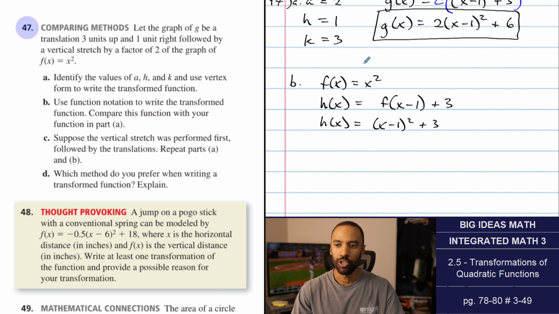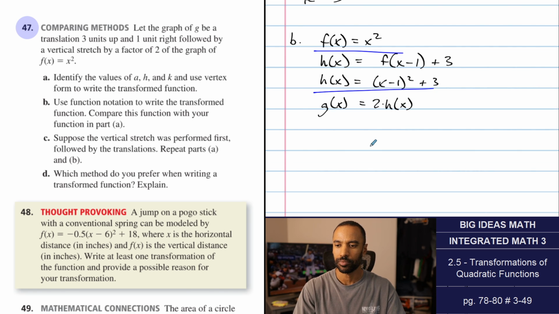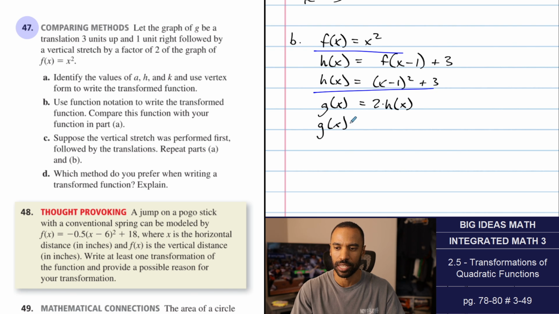And then they say followed by a vertical stretch. That's where you do them in kind of different order, or you kind of break apart the order. So now we go to g of x. G of x takes h of x and vertically stretches by a factor of 2. And this is where it shows that you take that thing and you double that whole thing. I can see where that's a lot safer for a question like this in particular.